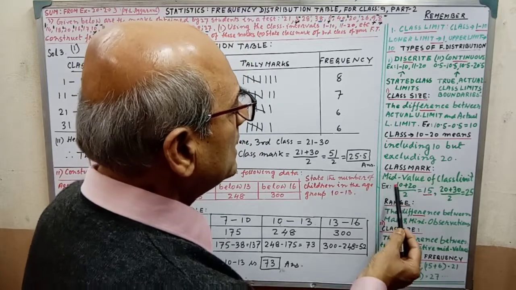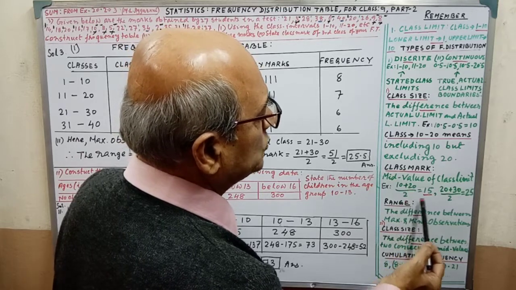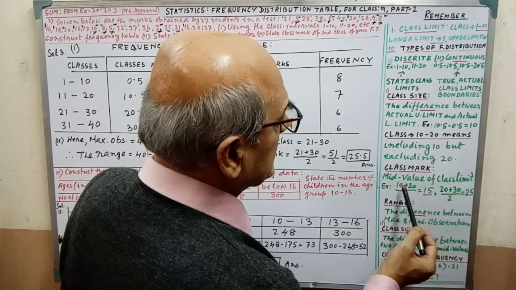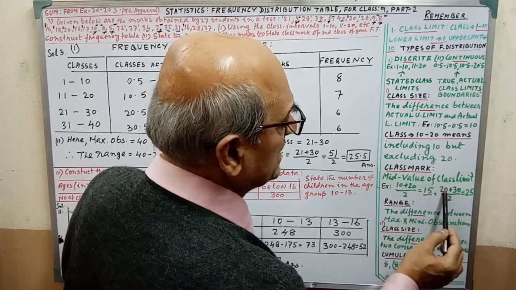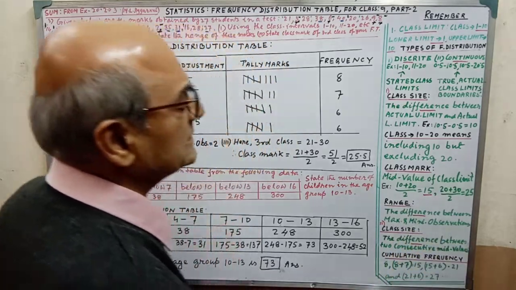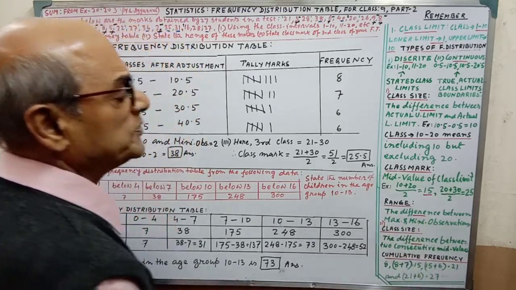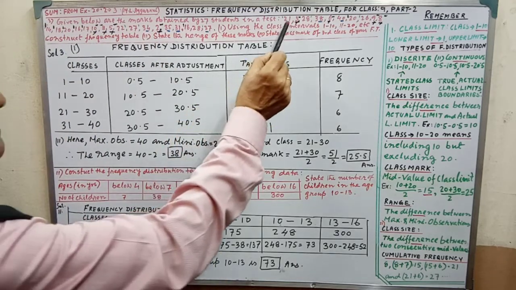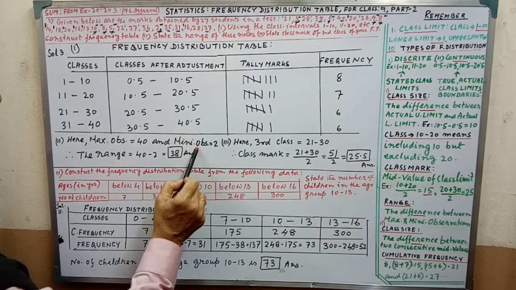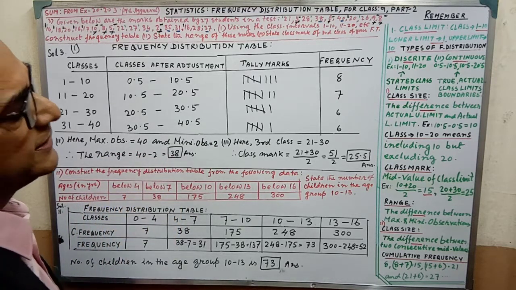Class mark, that is the mid value of the class limits. Example: 10 plus 20 divided by 2 equal to 15, and 20 plus 30 divided by 2 equal to 25. That is, the class interval is given 10 to 20, then 20 to 30. By adding and dividing by 2, we get the class mark. Range: the difference between the maximum and minimum observation. Here the maximum observation is 40 and the minimum observation is 2. So the range is 40 minus 2, that is 38. I think it is clear.